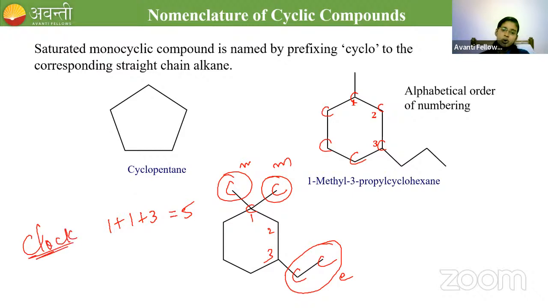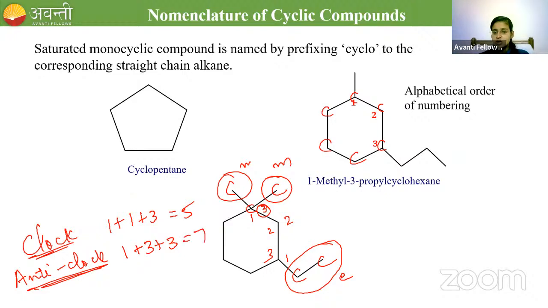If you are going in the anti-clockwise direction, that is 1, 2, 3 like this, what will you get? You have 1 plus 3 plus 3. To the third carbon, we are having two substituents, right? So it is 1 plus 3 plus 3, which will come out to be 7. So this is incorrect. Clockwise numbering is correct.